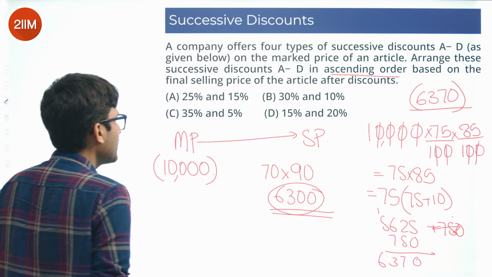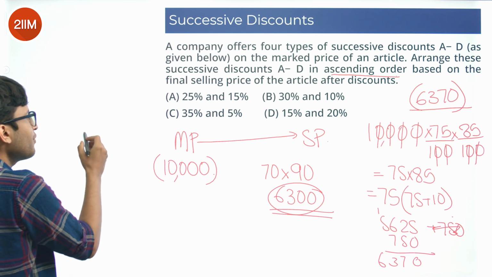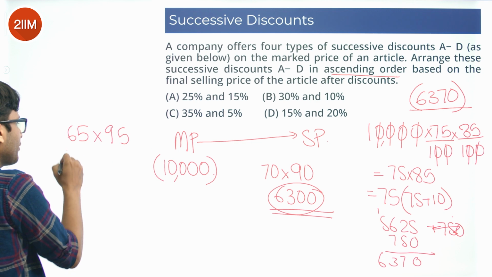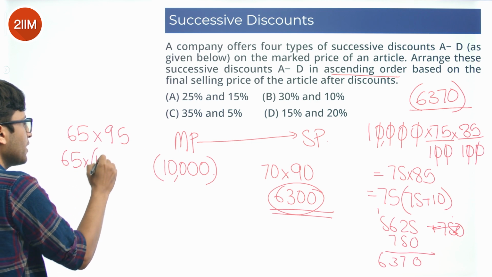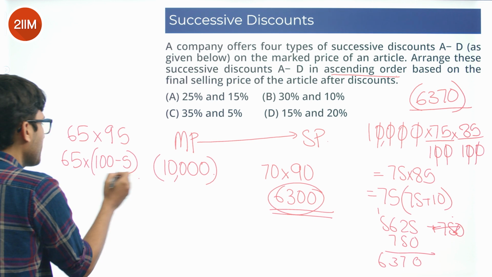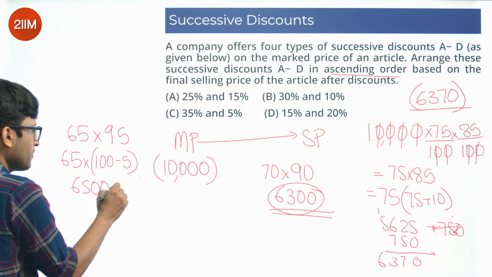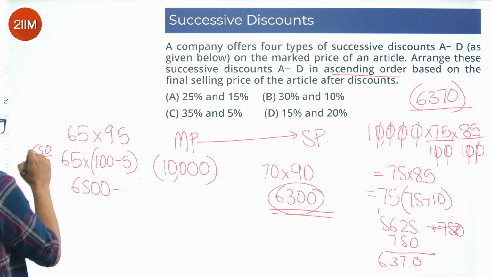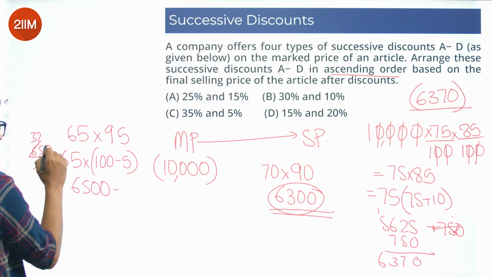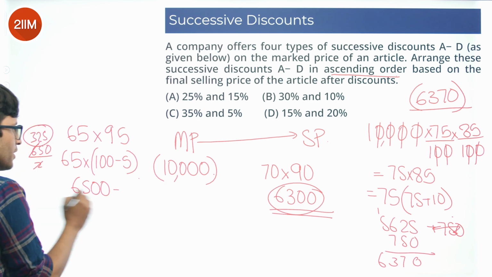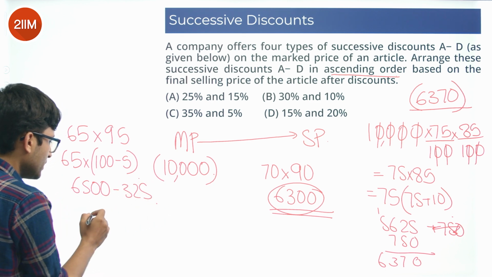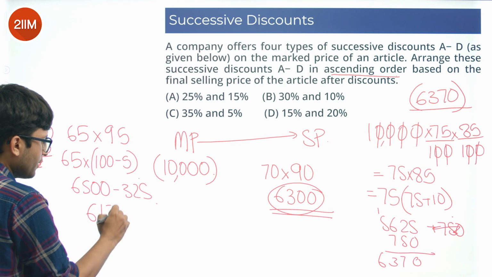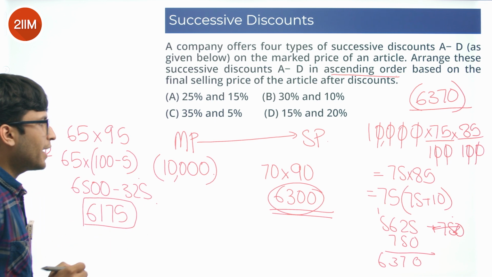For C, let's find out. C would be 35, so it will be 65 into 95. If I want to calculate this, I can write it as 100 minus 5, so 6500 minus 65 into 5, which is 325. So 6500 minus 325, which gives 6175. This would be my value of C.